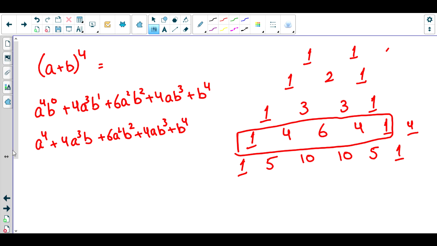See, the Pascal triangle made it very easy. If it was not Pascal triangle, then we would have to solve it. In the first step, we did it for a plus b cube, and we have to do lots of steps.